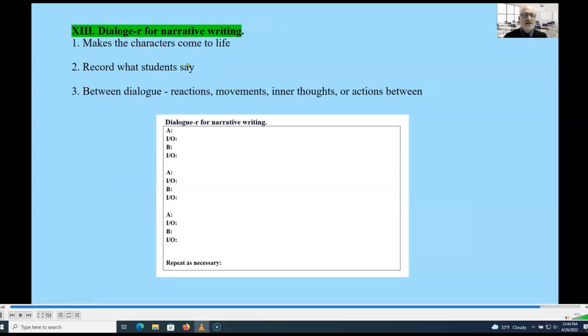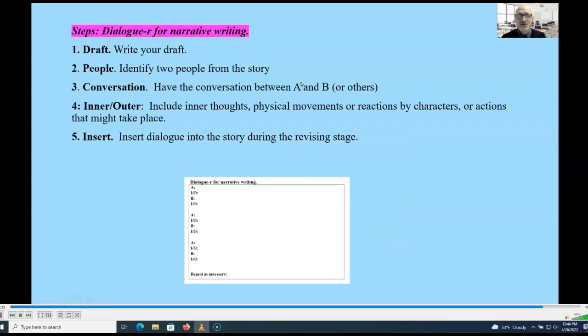Dialoguer. This makes the characters come to life. You record what students say. And also the between-dialogue things, that's the actions, movements, the inner thoughts, that's the I, and outer actions. For example, you write your first draft. You identify two or more people from the story. And then you let the conversation occur between character A and character B.